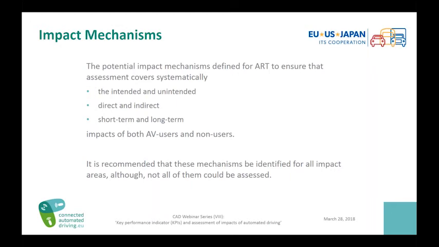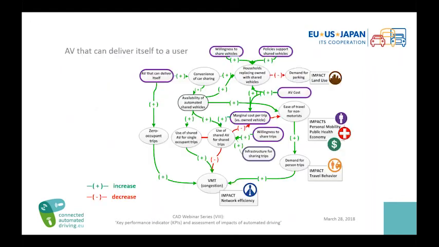Then impact mechanisms. We have tried to identify the potential impact mechanisms, and the motivation for doing so is to ensure that the assessment systematically covers both the intended and unintended impacts, the direct and indirect ones, but also the short-term and long-term ones. You look at the users of the automated vehicles, but also the other traffic participants, the non-users. Even though you would not be able to assess all of these indirect, long-term, unintended impacts, it's good to acknowledge that they still may exist.